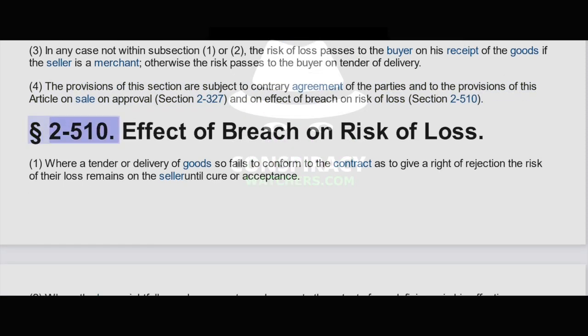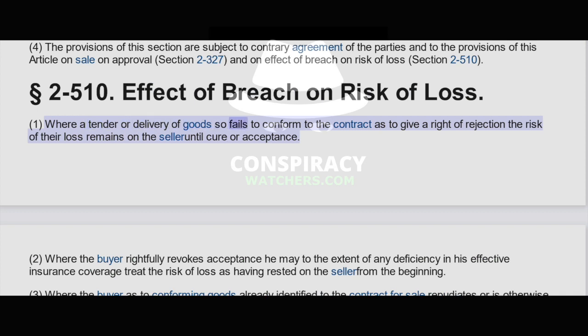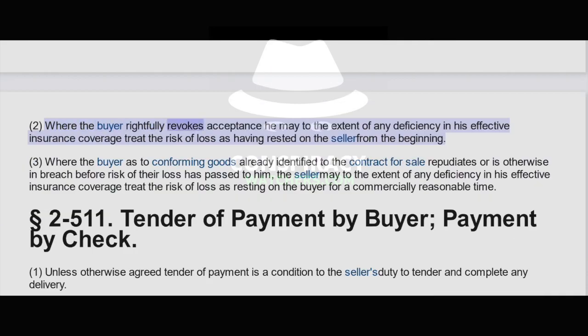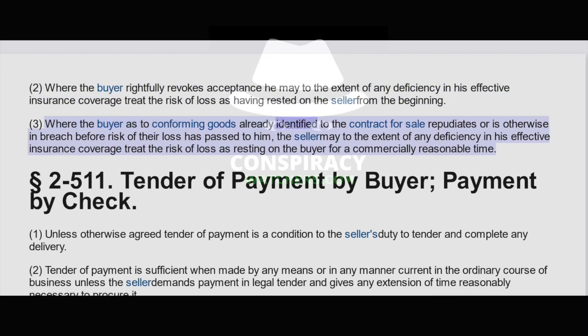Section 2-510. Effect of breach on risk of loss. (1) Where a tender or delivery of goods so fails to conform to the contract as to give a right of rejection, the risk of their loss remains on the seller until cure or acceptance. (2) Where the buyer rightfully revokes acceptance, he may, to the extent of any deficiency in his effective insurance coverage, treat the risk of loss as having rested on the seller from the beginning. (3) Where the buyer as to conforming goods already identified to the contract for sale repudiates or is otherwise in breach before risk of their loss has passed to him, the seller may, to the extent of any deficiency in his effective insurance coverage, treat the risk of loss as resting on the buyer for a commercially reasonable time.